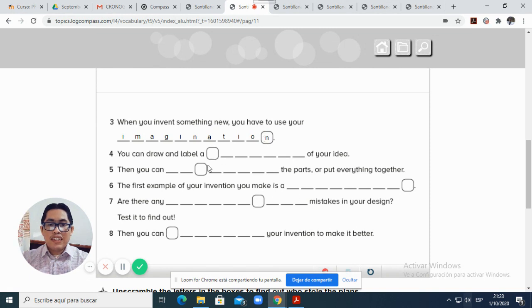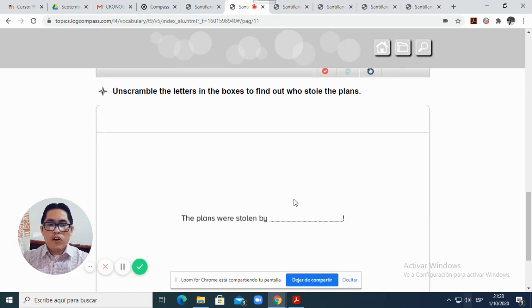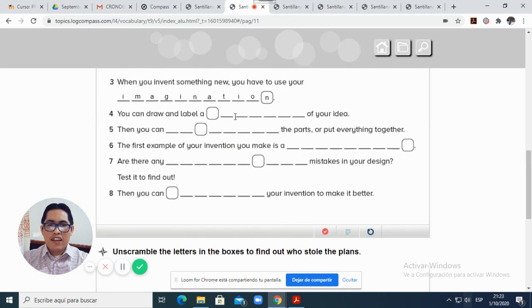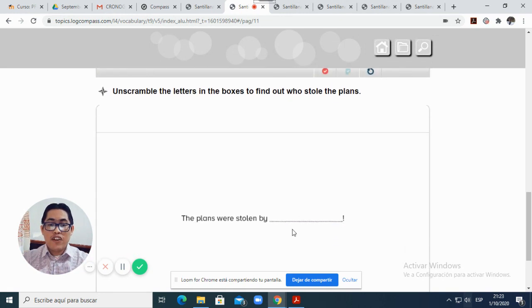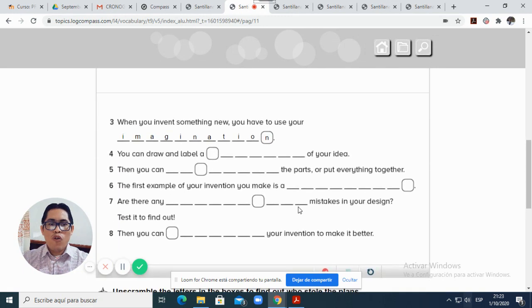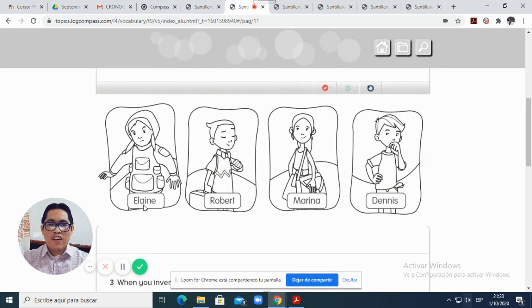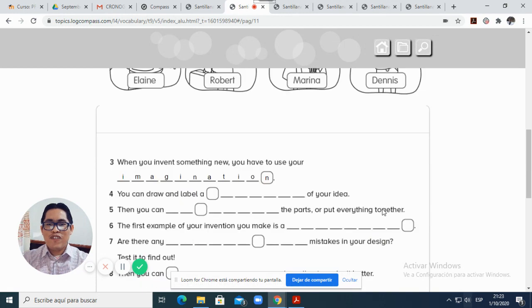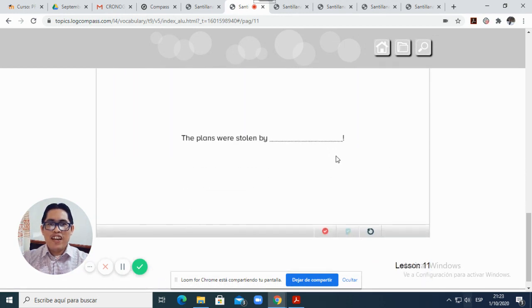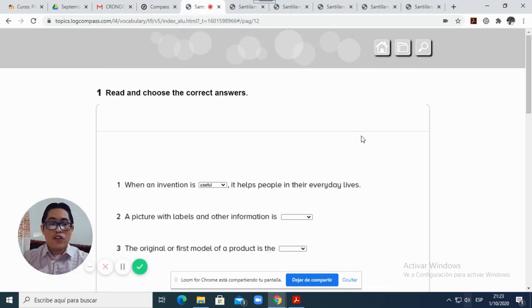And then you need to discover the secret word because there is a question here. The plants were stolen by, so you need to discover who stole the plants here. How? By writing each one of the letters inside the boxes here. You need to discover who was the thief. Elaine, my twin Robert, Marina, or Dennis. So you will discover here, okay? That's lesson 11.